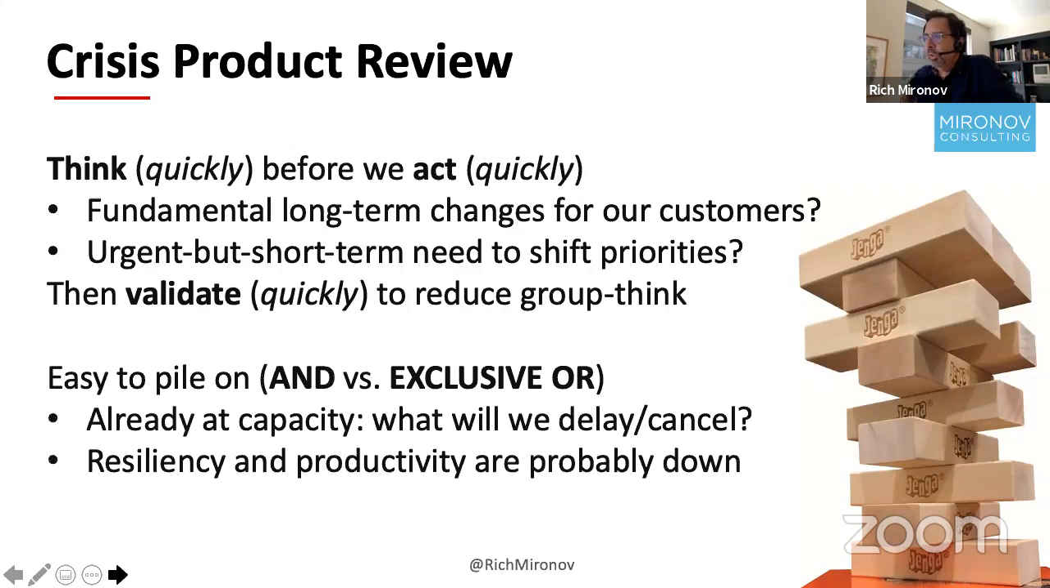And then it's really easy, the difference between an "and" and an exclusive "or", for anybody who's been a developer, right? Your executives will come in, sorry, my dog's helping. Your executives will come in and say, just do these 15 more things and don't take anything off the plate. And that just doesn't work. We're at capacity and people are in a crisis, right? We're going to get less done, not more. So be really thoughtful, be a little resistant, be strategic as we're getting lots of demands for change.